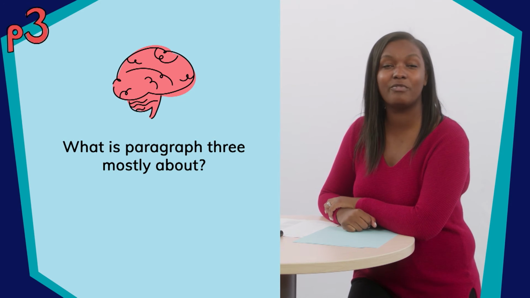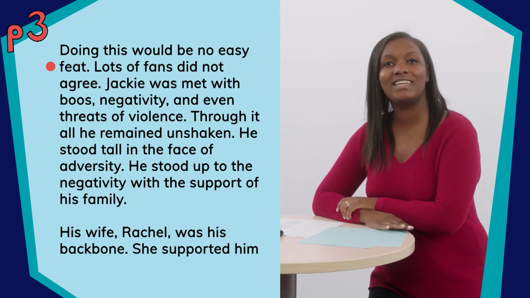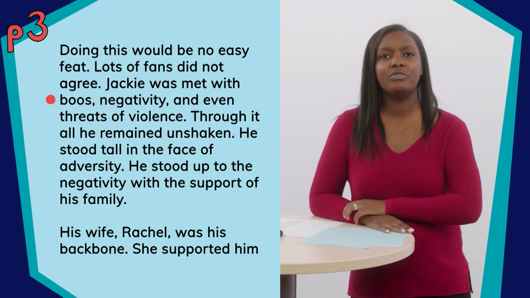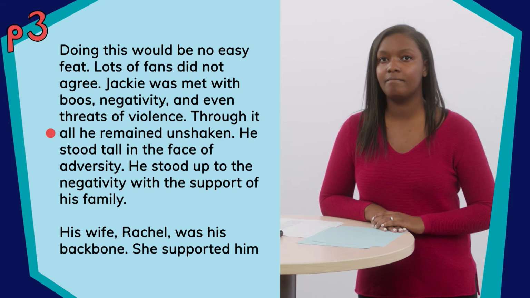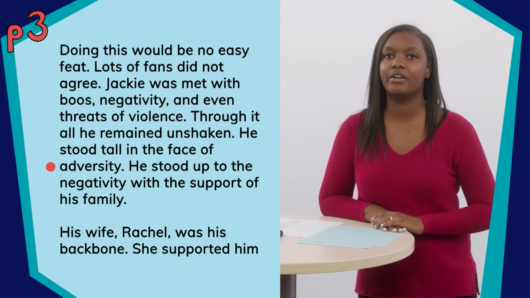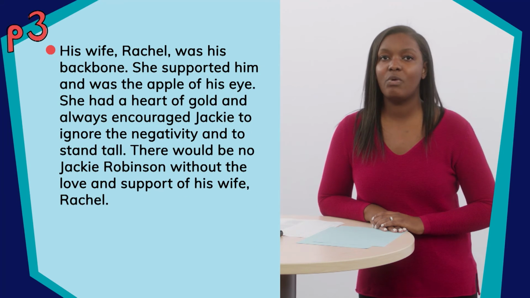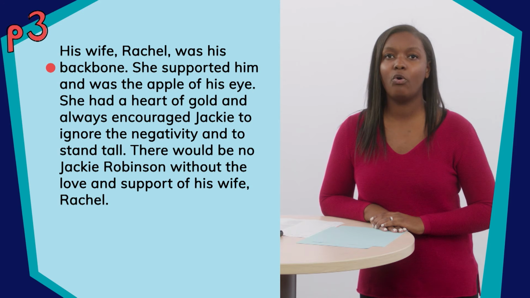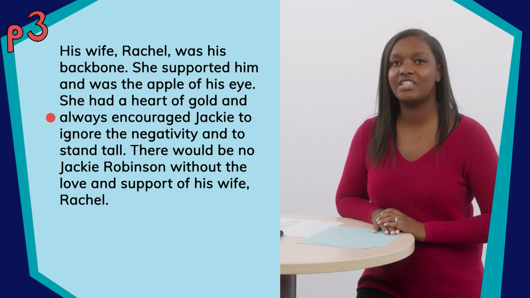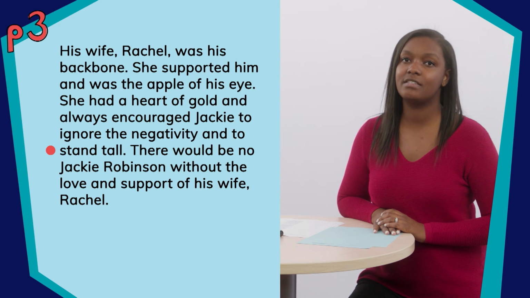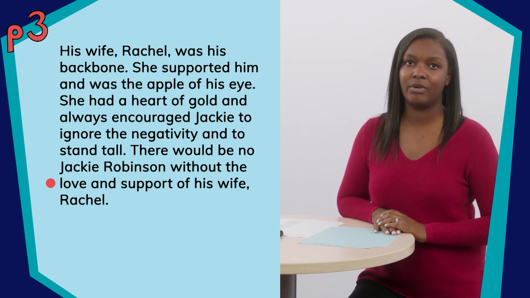Let's take a look at paragraph 3 before we get started. Doing this would be no easy feat. Lots of fans did not agree. Jackie was met with boos, negativity, and even threats of violence. Through it all, he remained unshaken. He stood tall in the face of adversity. He stood up to the negativity with the support of his family. His wife Rachel was his backbone. She supported him and was the apple of his eye. She had a heart of gold and always encouraged Jackie to ignore the negativity and to stand tall. There would be no Jackie Robinson without the love and support of his wife Rachel.